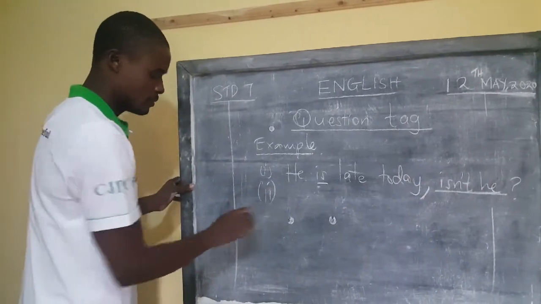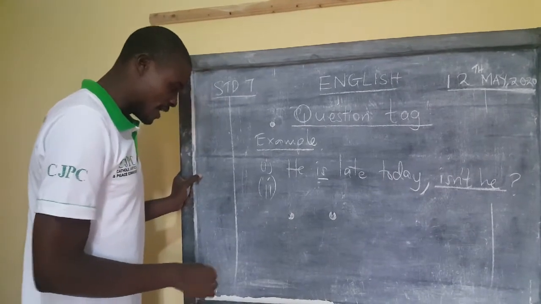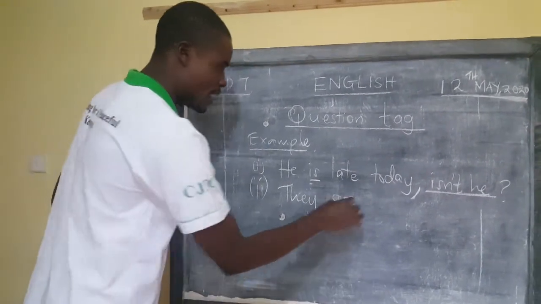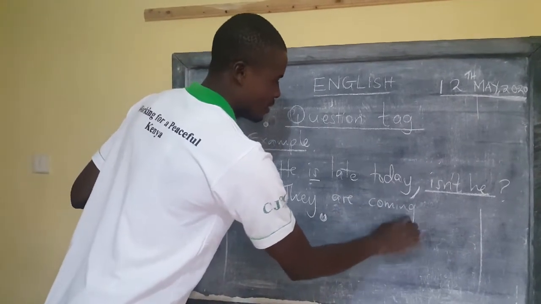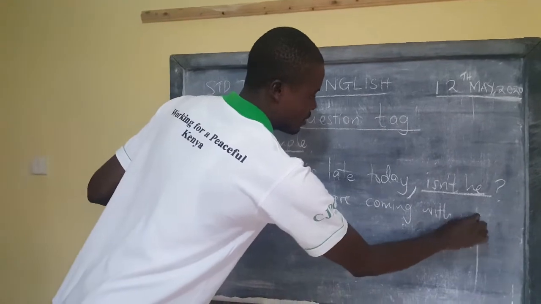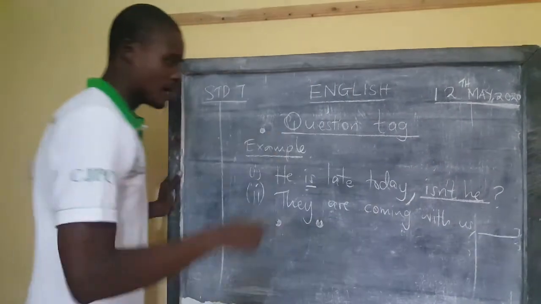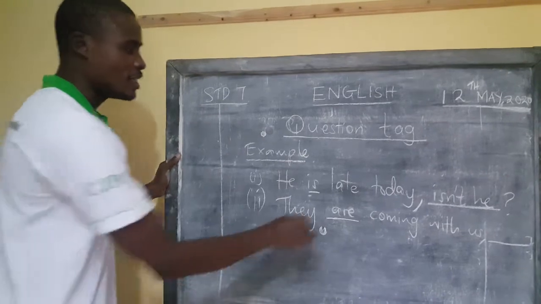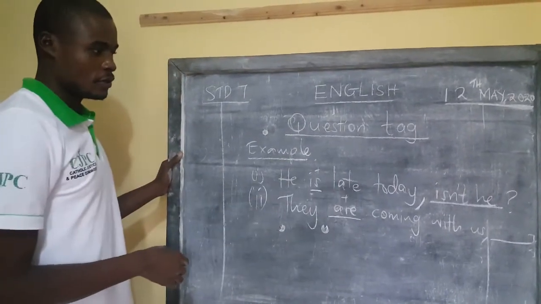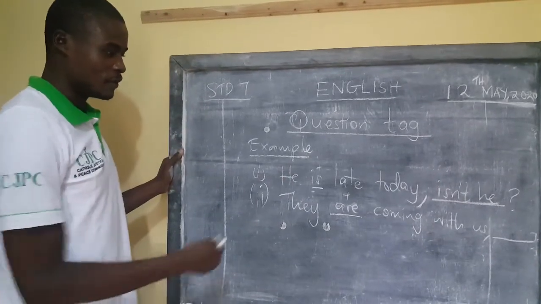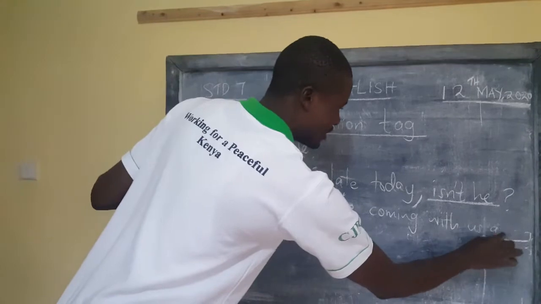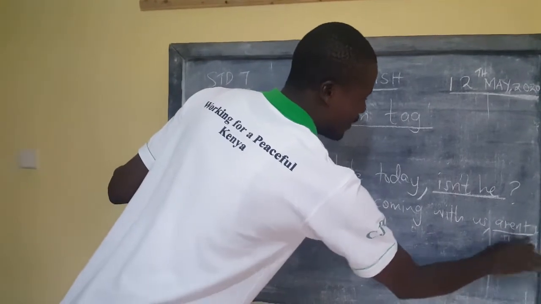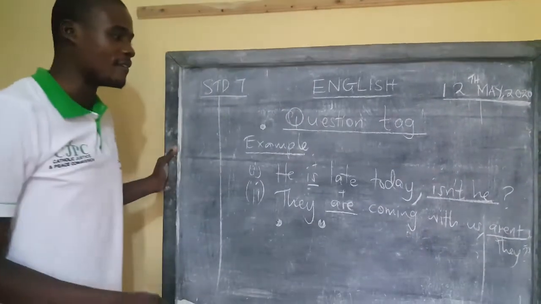Number two, you can be given one like they are. You see there, they are coming with us. There should be a comma, then a question mark at the end after the question tag. So they are. We will realize that are here is our auxiliary verb, and it is in the positive. So our question tag is going to be in the negative. They are in the negative becomes aren't. Aren't they maintains the pronoun given at the beginning. So we talk of aren't they.